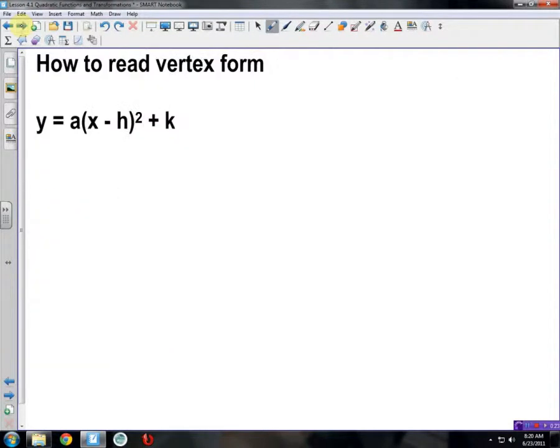All right. Now let's talk about how to read vertex form. Basically, there's 3 pieces of information here: K, H, and A. K is going to control our up, down, and that one works exactly like we think it is. If it's a positive number, it's going up. If it's a negative number, it's going down.